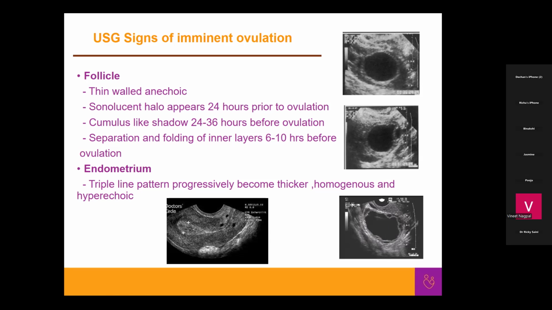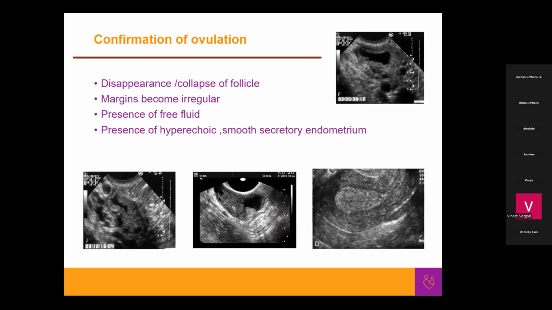And there are changes in the endometrium also. The triple line endometrial pattern progressively becomes thicker, homogeneous, and hyperechoic. So these are the signs of imminent ovulation that we can see on the first day in cases of double IUI cycles. Then, signs of ovulation, how we confirm it: we can see the collapse of the follicle, as we can see in this picture.